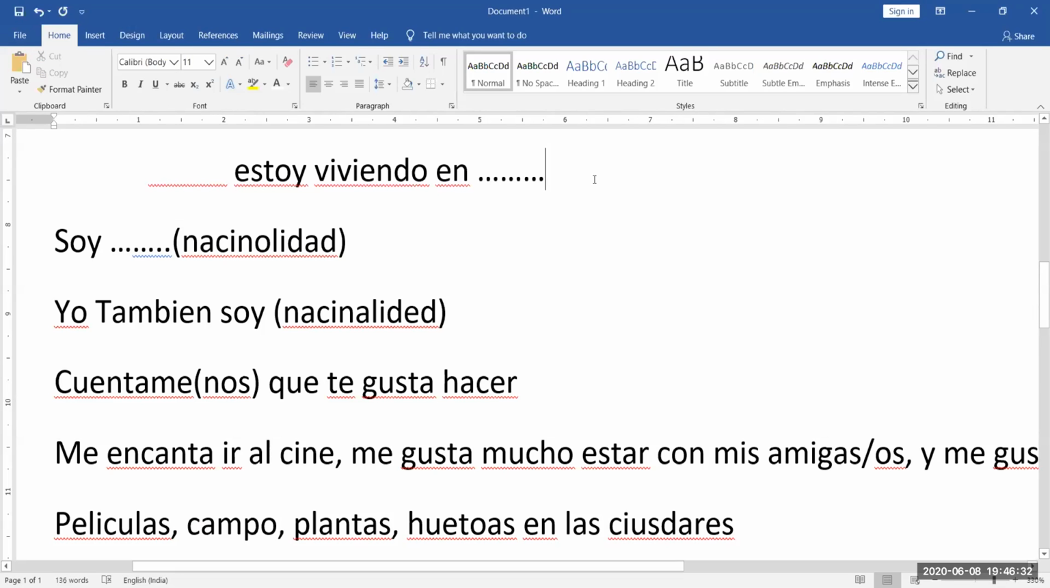Now, when you say that you are living in some place, it is not advisable to start each and every sentence with Yo. When you're reading a book or a paragraph, you see so many times Yo, or in English as well, if you see too many times I, it becomes a little bit monotonous. So in Spanish, you have a rule wherein you can sometimes leave out the subject. In this case, the word Yo can be left out.